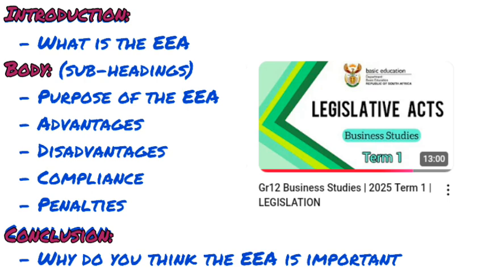For purpose, advantages and disadvantages, ensure that it is 5 points each under them. That would have made you at least 30 marks because 2 marks each, right? And then for compliance, in case your compliance points are short and your penalties are short, at least you would be covered. Then lastly, in your conclusion, you're going to tell me why you think the EEA is important, but we'll get to that in a second. Why am I saying you should do what I'm telling you to do for the introduction and the body?